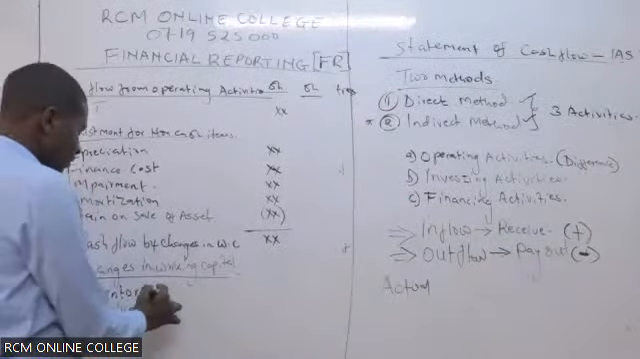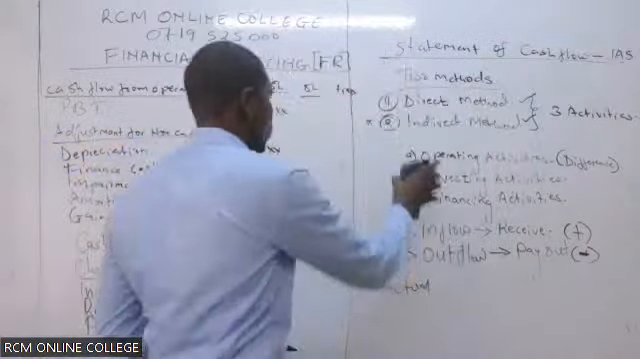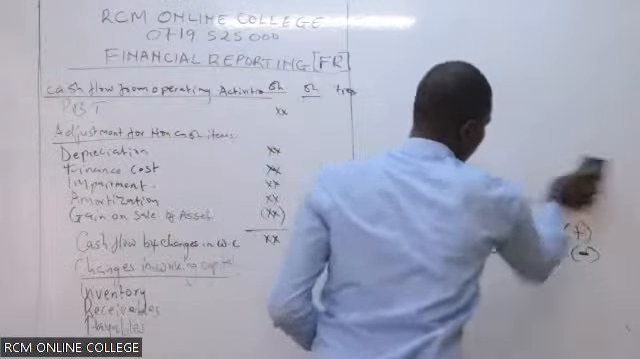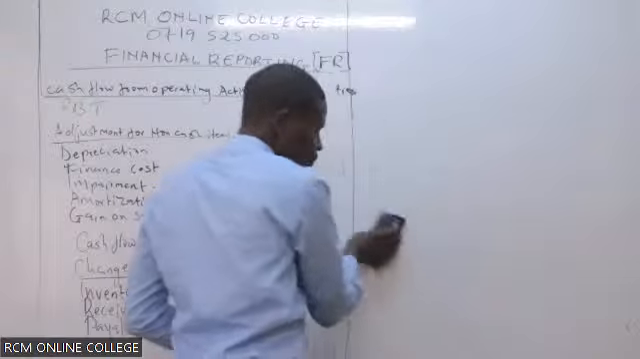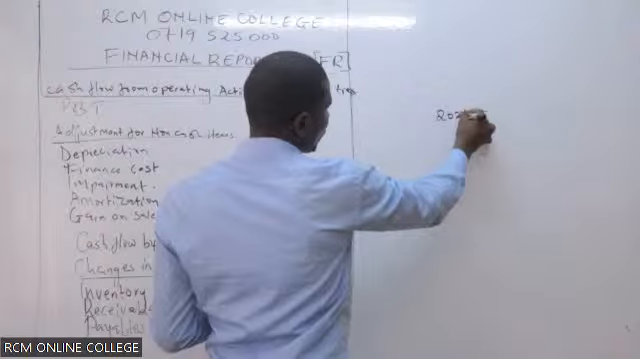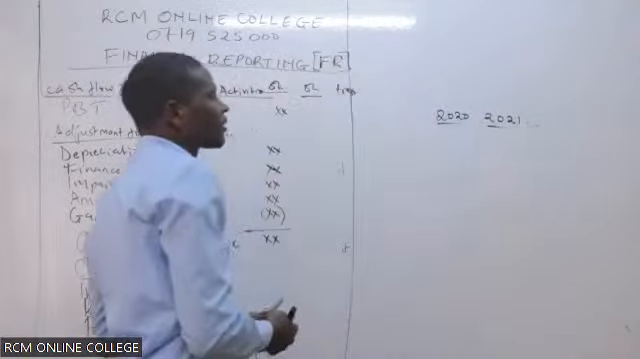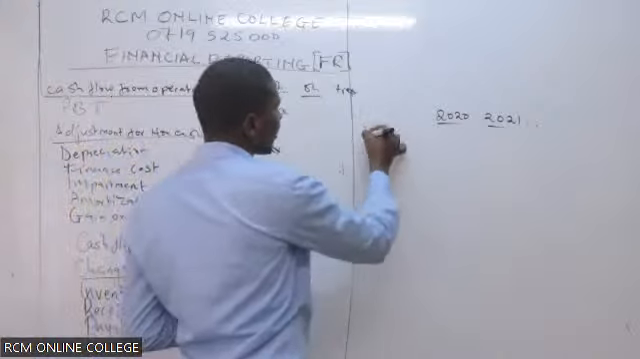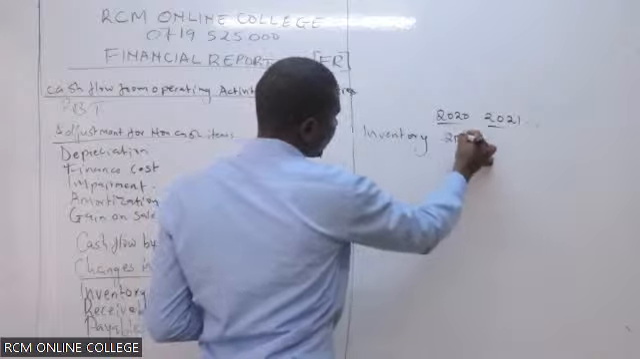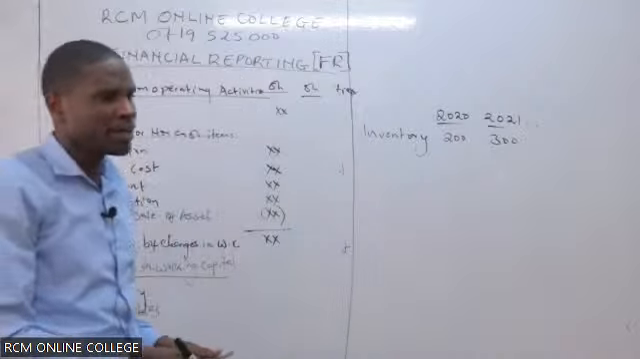When we talk of inventory, what will happen? How shall we know what happened to our inventory? I want to show you a simple way to know this. I think we have 2020 here and 2021. So this is the previous year and the current year. Inventory: here we had 200 and here we have 300. So what has happened to our inventory?